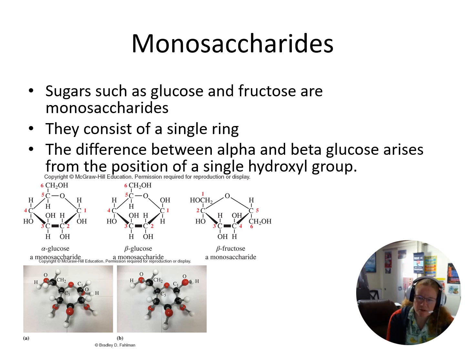Glucose is a 6-membered ring, and fructose is a 5-membered ring. So glucose has 6 things in its ring: you've got 5 carbons and an oxygen. Fructose has 5 things in its ring: you have 4 carbons and an oxygen.